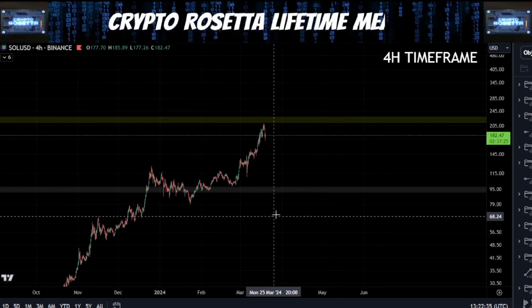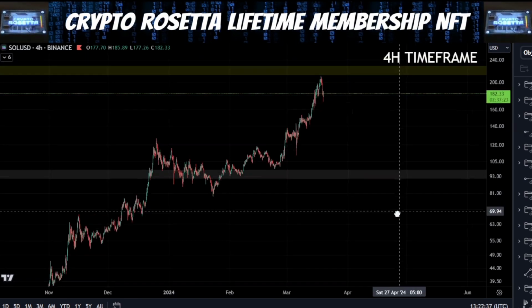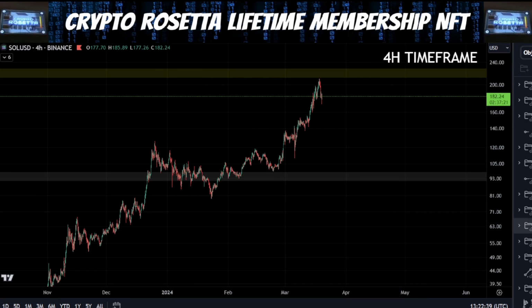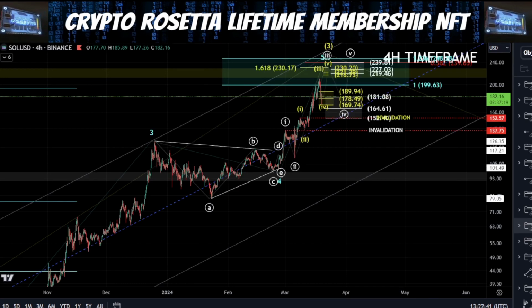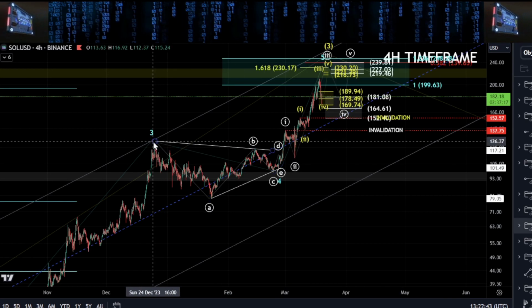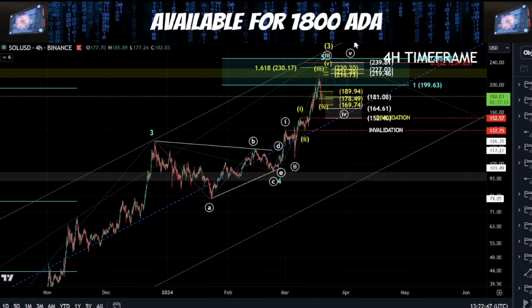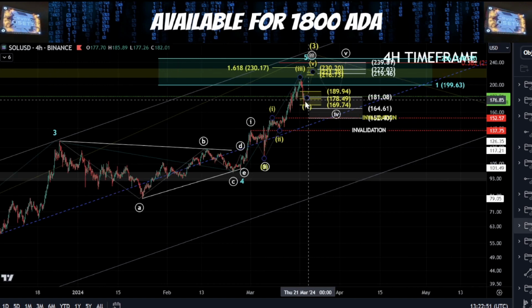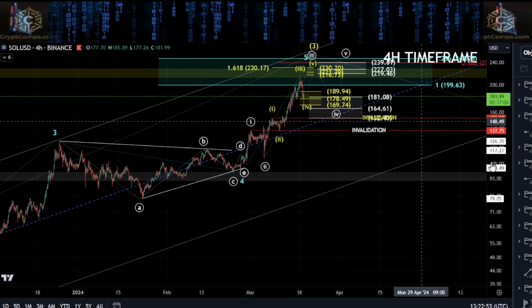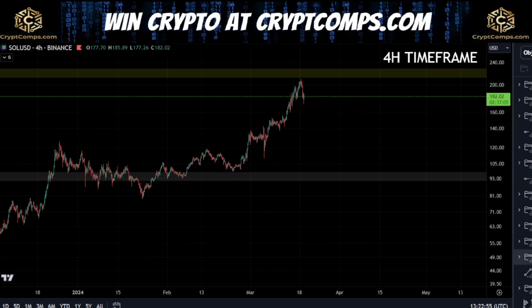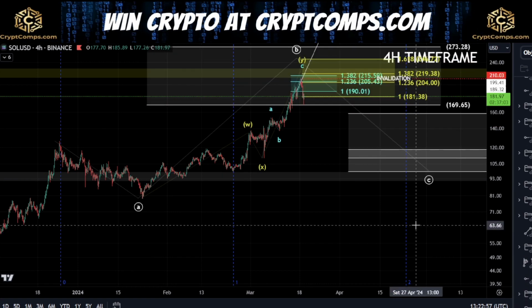Now, another idea that I want to talk about here is the possibility that this whole move could be a flat. Now, within this idea, what we'd be saying is that this third wave could actually still be completed over here, and instead of looking at this as a triangle and looking to push up as a fifth wave, if we fail to complete this move up where we look for the additional fourths and fifths, what we could then see is that this move could be something like a flat correction.